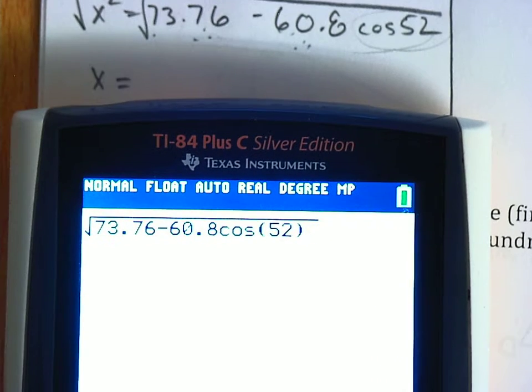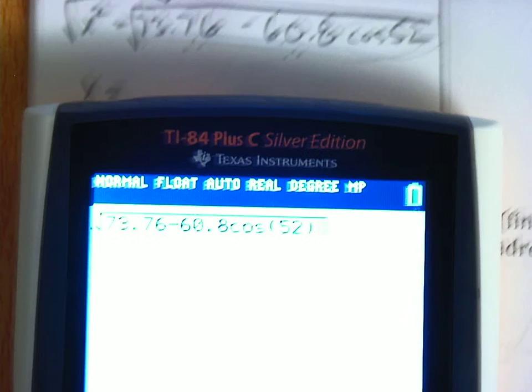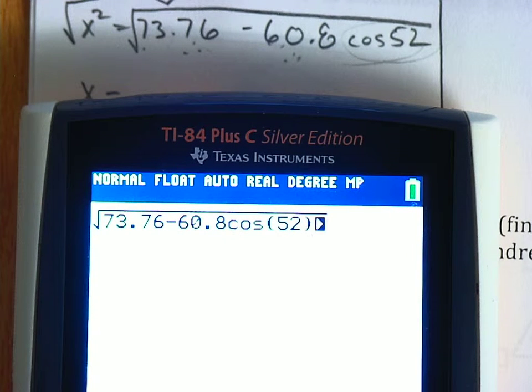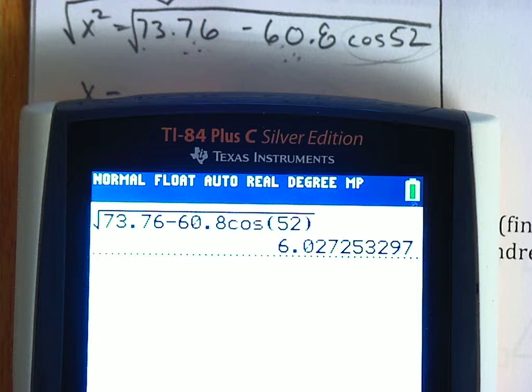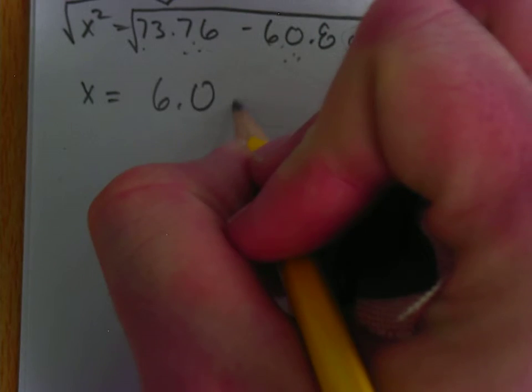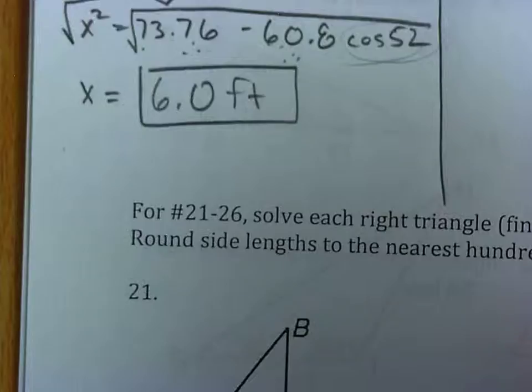I'll zoom in a little bit just so you can see it. So exactly how we have it on our paper, that's what we type into our calculator. Press enter, and after we round for the nearest tenth, we get 6.0. 6.0, and we are measuring in feet.